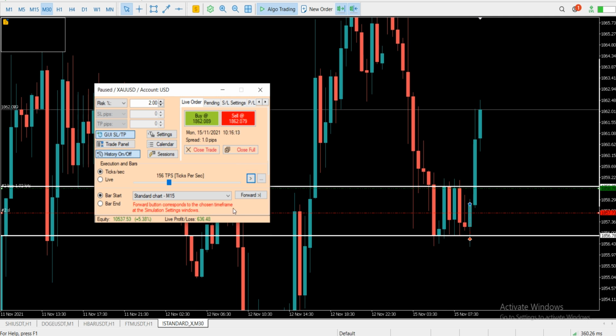I think that's a pretty decent gain that I'm getting here, right? Almost like 6%. But I risked 2%, so that's why I'm making 6%. If I had risked 1%, then I would have been making 3% on this trade.